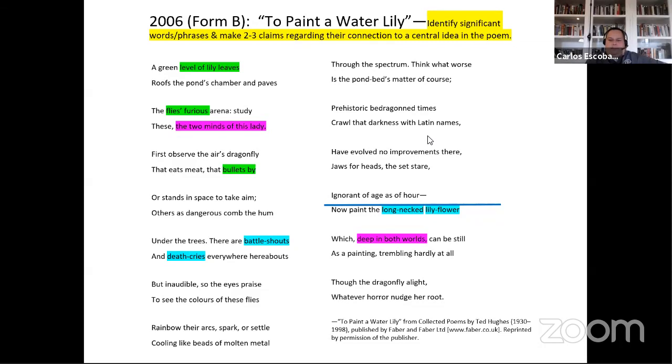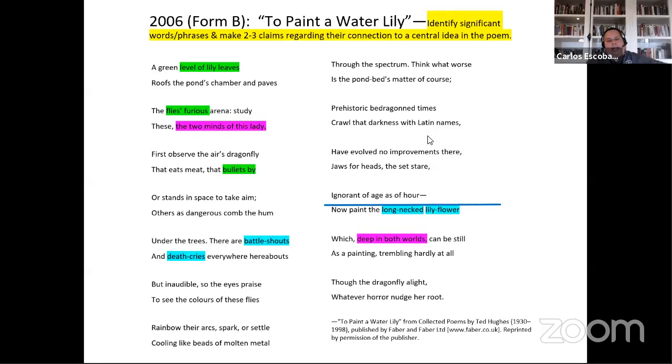You could have highlighted anything. I mean, the prehistoric dragon times that crawl the darkness with Latin names is absolutely significant, but we figured that you all highlighted that, so we chose not to. But here we have a set of interesting pairings, and if we could focus maybe on the green first. The level of lily leaves, the flies, furious arena, and then we're going to introduce bullets by later on, because each of these three things have something in common, which is the use of alliteration.